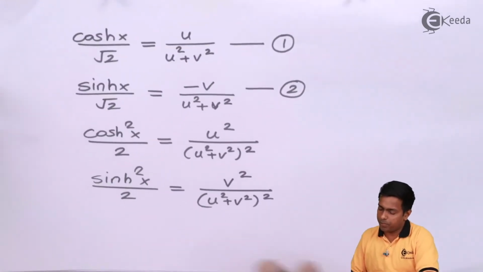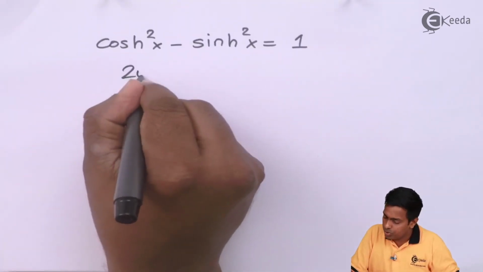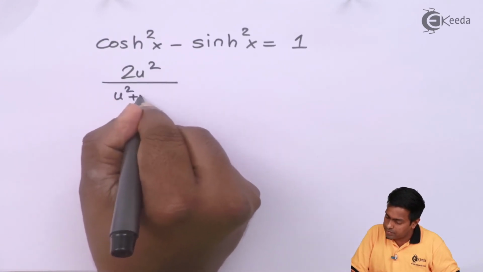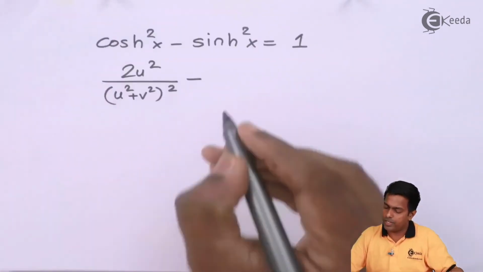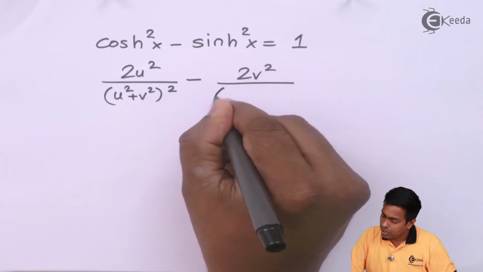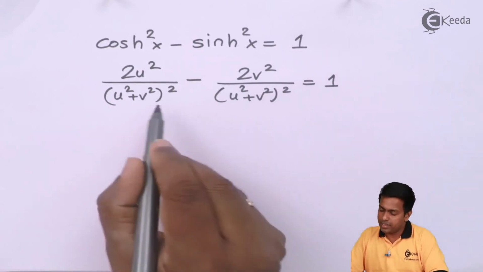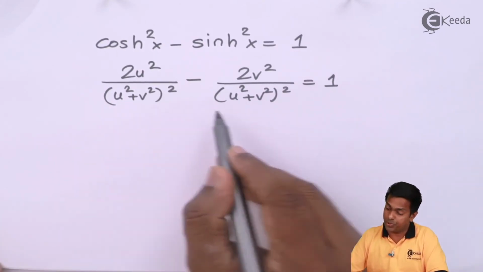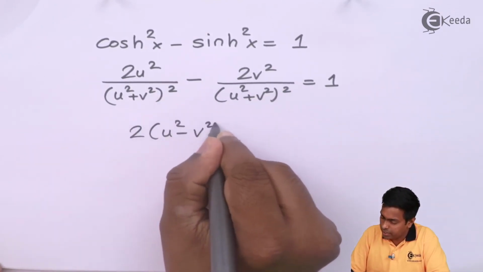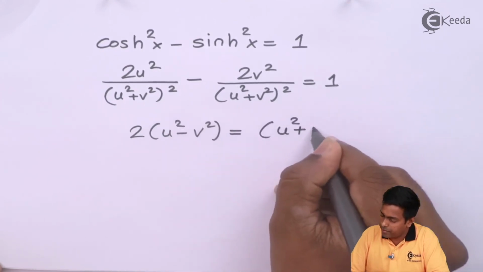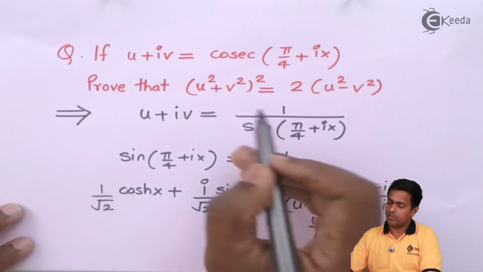Now the value of hyperbolic cos square x, if I want to find, I'll shift this 2 here. So that will be 2 u square upon u square plus v square the whole square, minus, for hyperbolic sin square x, it is 2v square upon u square plus v square the whole square, equal to 1. Now guys, the denominator is the same. I'll take the common denominator and shift it to the right hand side, and on the left hand side we'll take 2 common. So u square minus v square in the bracket, and on the right hand side u square plus v square the whole square. And guys, if you observe, that's what the solution is. Here we got the solution.